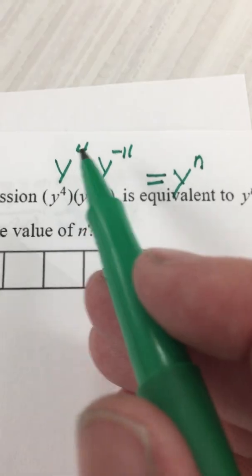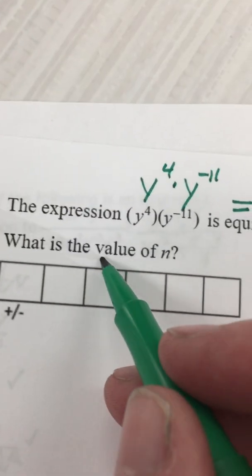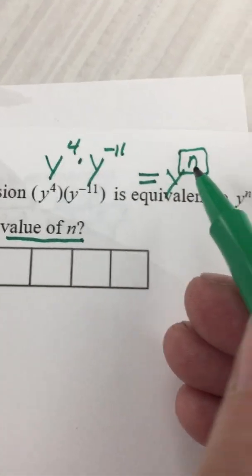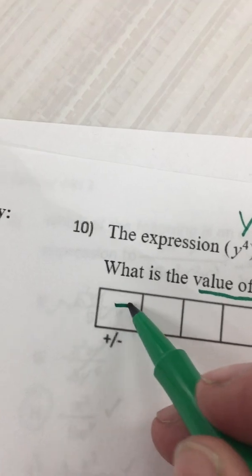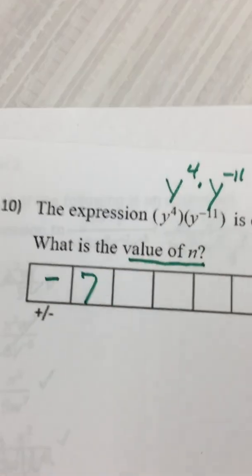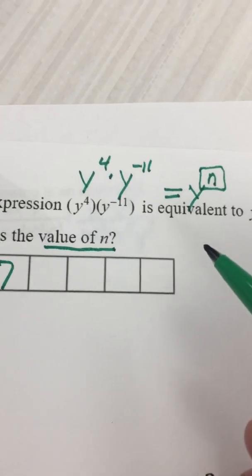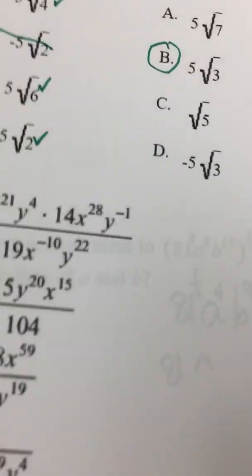You add them. 4 plus negative 11 in the calculator, because the question is, what is the value of n? So the only thing I'm interested in is what is that number right there. If I add these two exponents together, I will have my new exponent. And 4 plus negative 11 is a negative 7. So I'm going to write negative 7 in here. Okay, that's simple. You just add them together. We wouldn't have left it with a negative exponent, but they didn't ask me to do that. They just said, when you multiply, what is that number going to be?